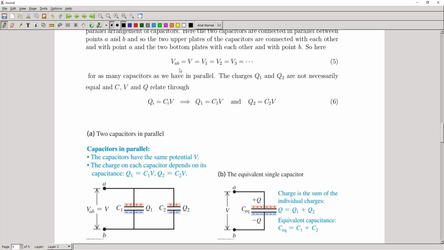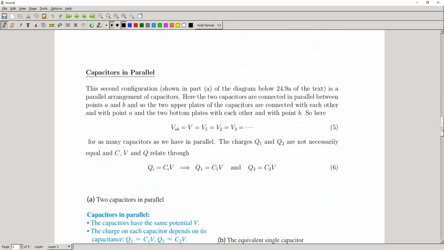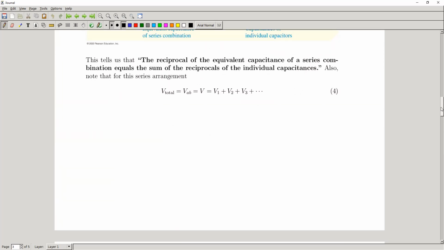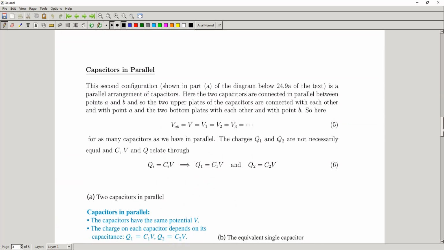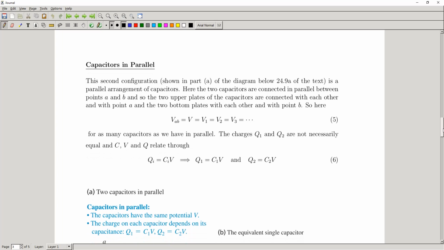Okay, so in this case we have VAB, which we call V, is equal to V1 is equal to V2 is equal to V3. And this is different from the situation we had above in series, where V was equal to V1 plus V2 plus V3, right? So that's important to keep in mind, the difference between capacitors in series and in parallel, okay?